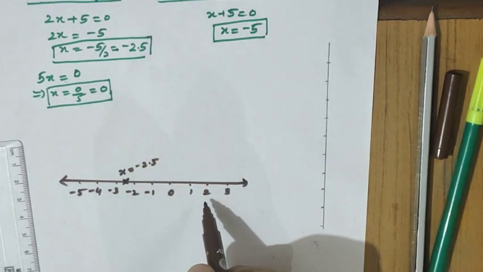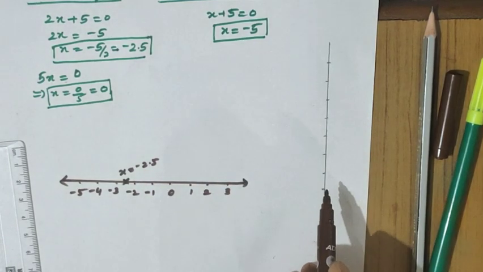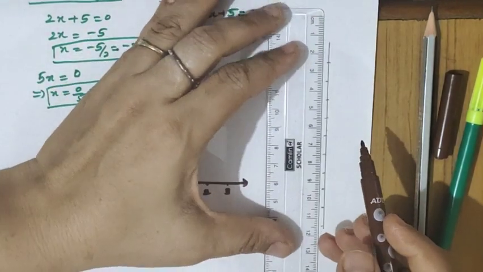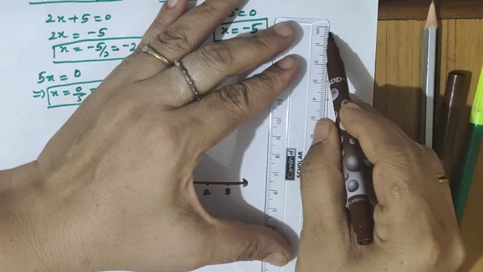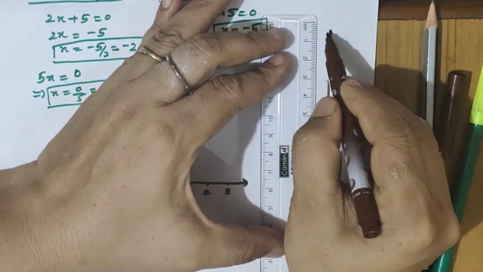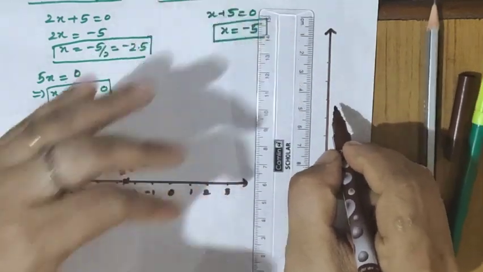You have to represent on the number line. Now the next question is x equal to minus 5 only, because x plus 5 equal to 0. So you can use a vertical line also, there is no problem, because either horizontal way or a vertical way we can represent. That is a true fact. Since we are using a single line only, we can go for the minus 5.